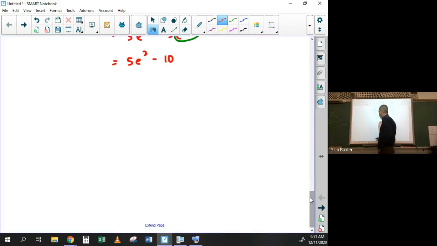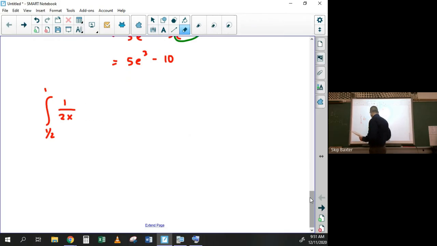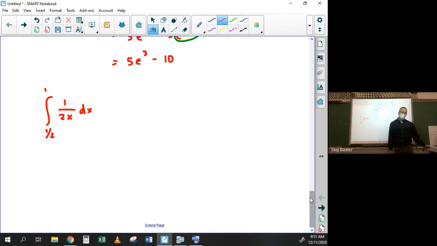Okay, one more example, and then I'll show you how to use your calculator for this. How about the integral from 1/2 to 1 of 1 over 2x? What's the integral of 1 over 2x? It's 1/2 ln of x, not ln 2x. It's 1/2, because the 1/2 is a constant multiple. The integral of 1 over x is ln x, right? So this is 1/2 ln x from 1/2 to 1.